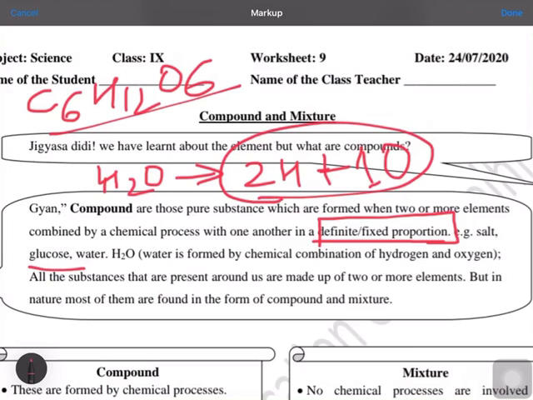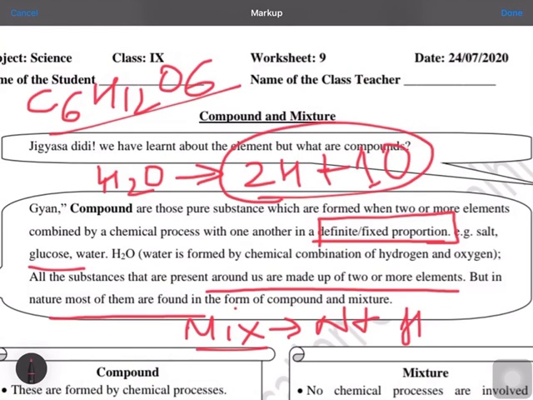So you have to learn that those pure substances which are formed when two or more elements are combined by a chemical process in a fixed or definite proportion are called compounds. But in case of mixture, those are substances in which two or more elements are present not in a fixed ratio. In mixture you have to remember that the ratio is not fixed. That's why it is called a mixture.